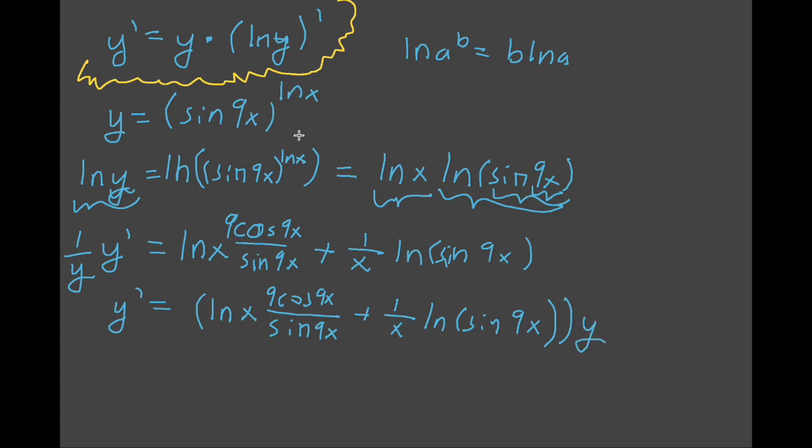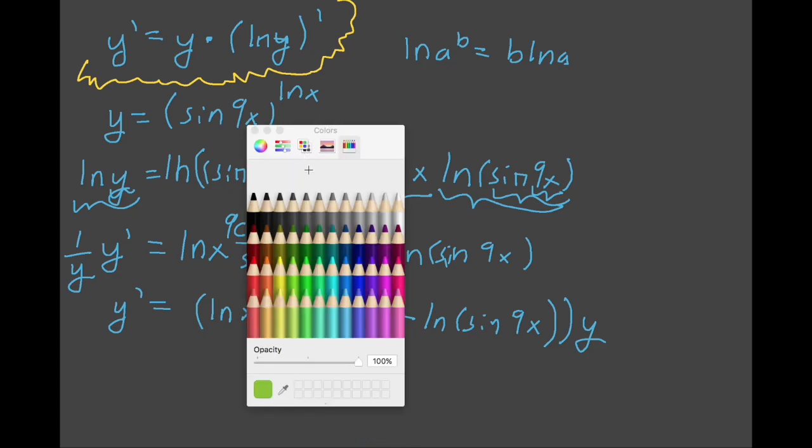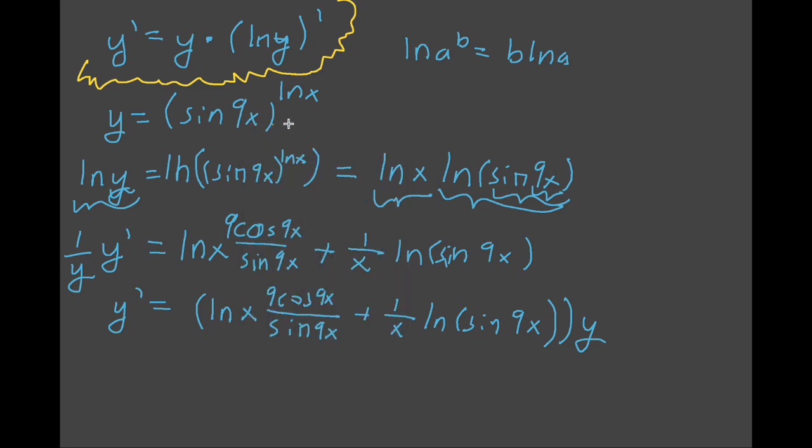So here's where this ties in with the formula. We have our y prime, just like we do right here. We have our y, just like we do right there, which typically you'll end up replacing with your original y. So we would replace this y with our sine of 9x to the ln of x power. So this guy right here. And then on the inside right here, here's our derivative of ln of y.